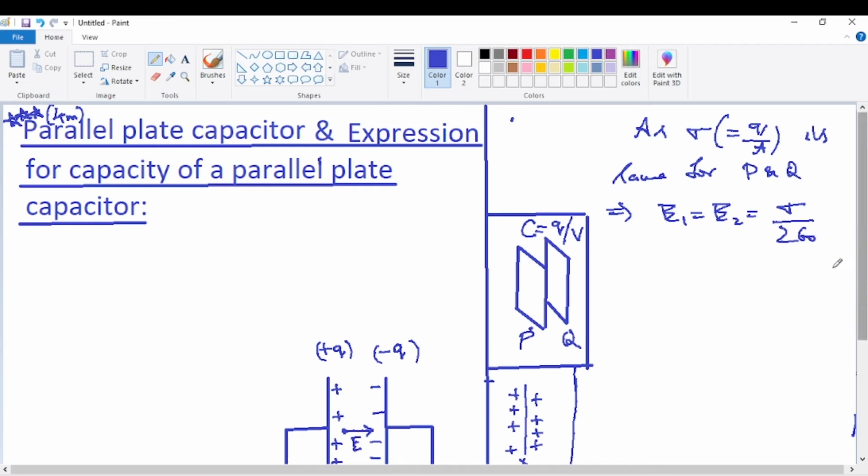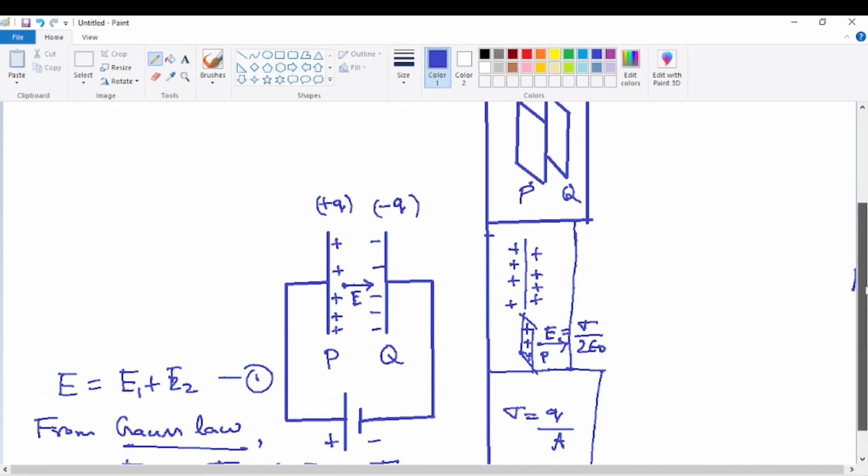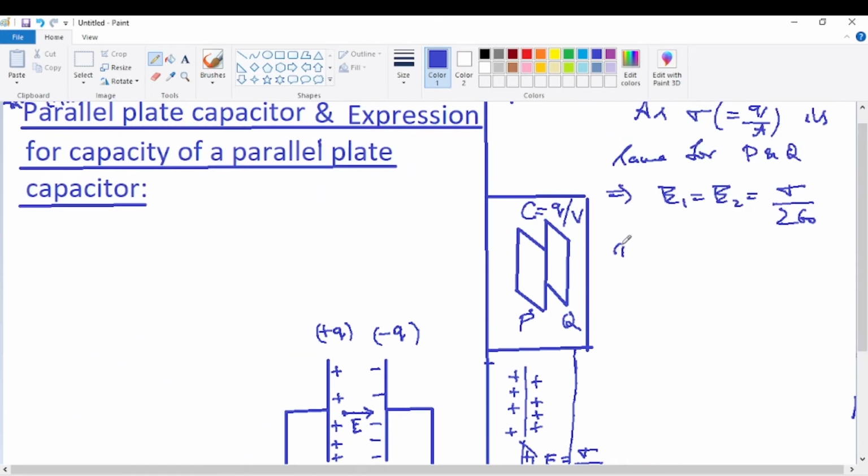So then what happens now? Substituting this here in equation 1, E is equal to E1 plus E2. Since E1 and E2 are equal, I am simply writing E1 again, so that is equal to 2E1. E1 is what? Here, sigma by 2 epsilon naught.